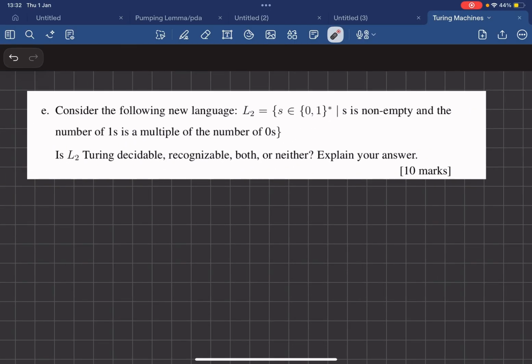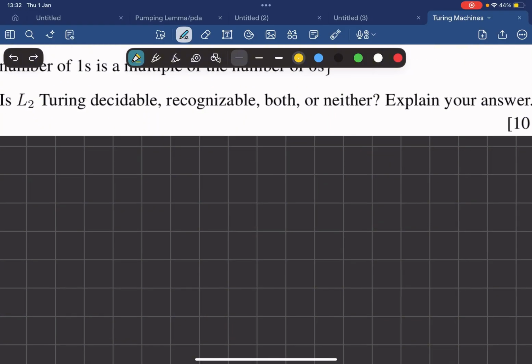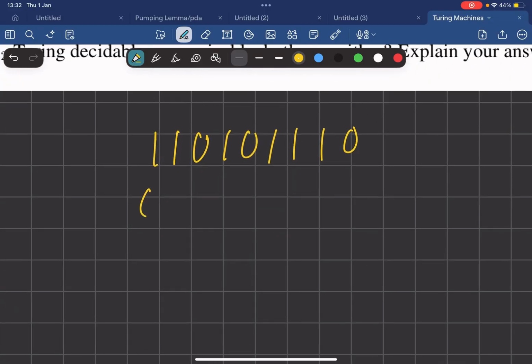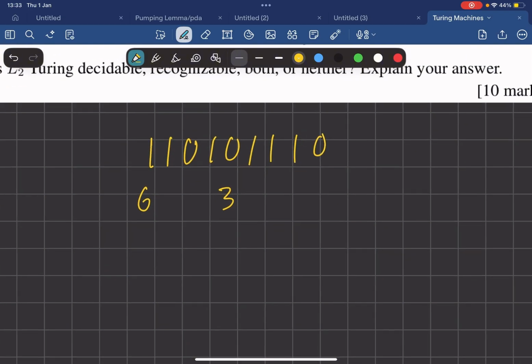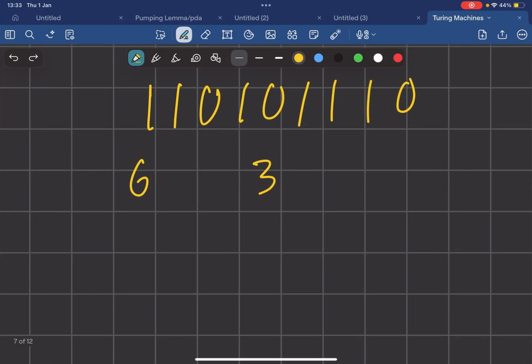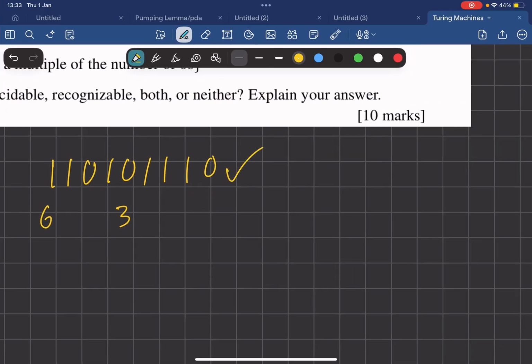It's all strings over the alphabet {0, 1}, where the string is non-empty, so its length is at least 1, and the number of ones in the string is a multiple of the number of zeros in the string. For instance, if we had this string, here we have 6 ones and 3 zeros. I want to check if the number of ones, 6, is a multiple of the number of zeros, which is 3. And 6 is in fact a multiple of 3, and so this string would be in the language.